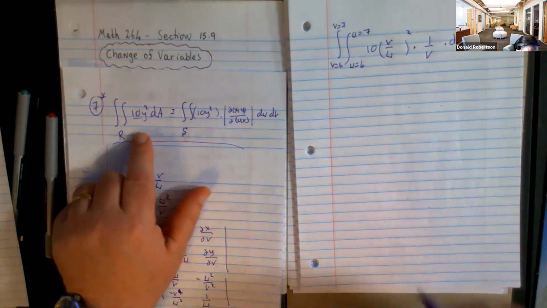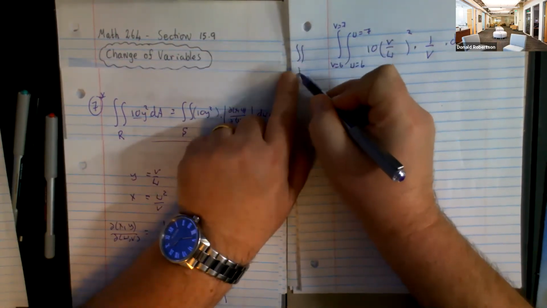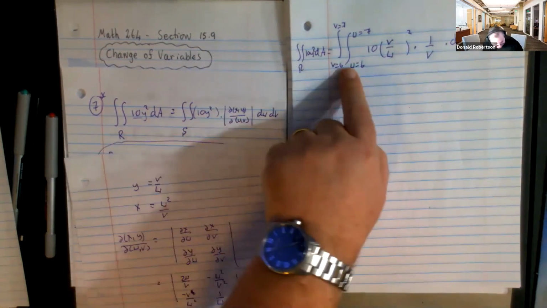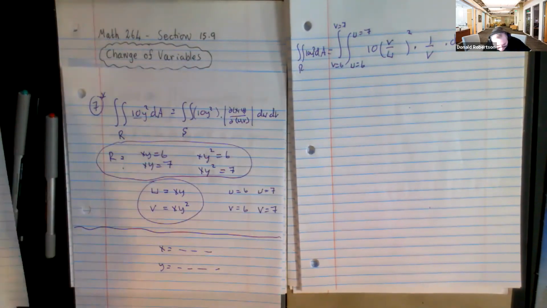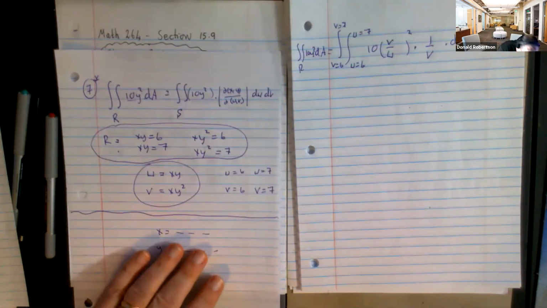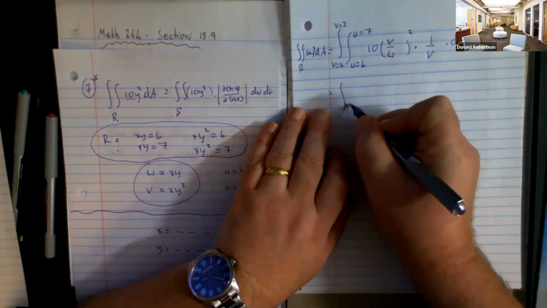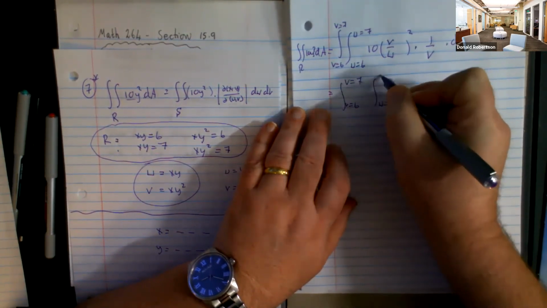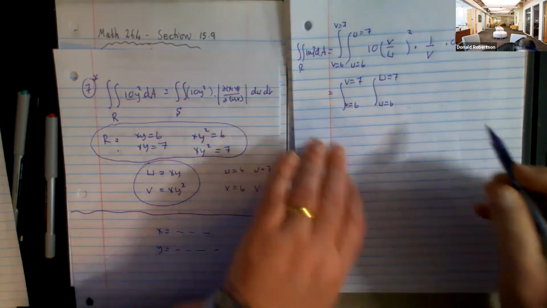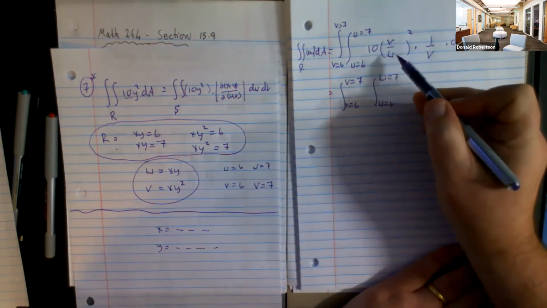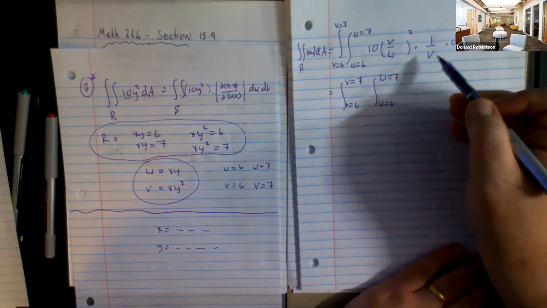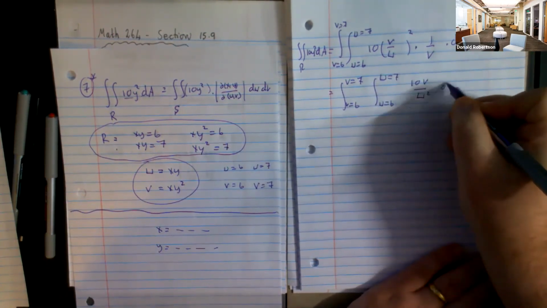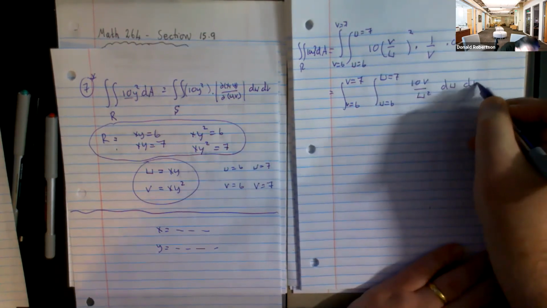So the original integral, which was this guy, has now become this fella. Okay, tidy it up a little bit. v equals 6 to v equals 7. u equals 6 to u equals 7. That's going to be a v squared. That's going to be a u squared. It's going to cancel out with one of these guys. So it looks like I'm going to have a 10v over u squared du dv.